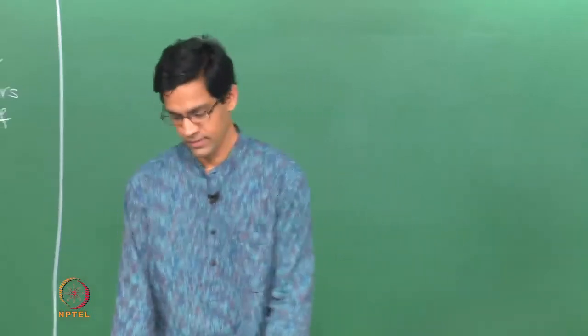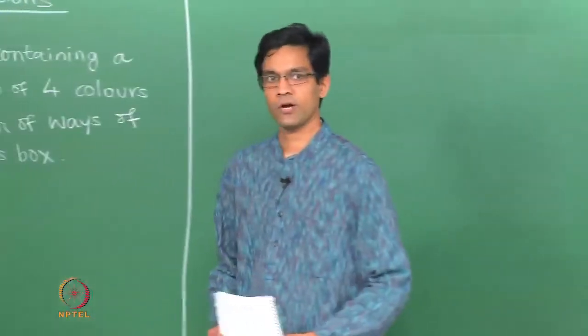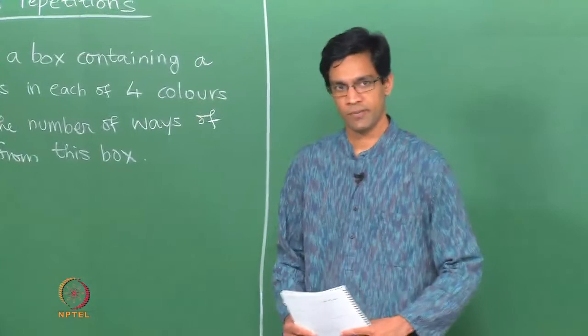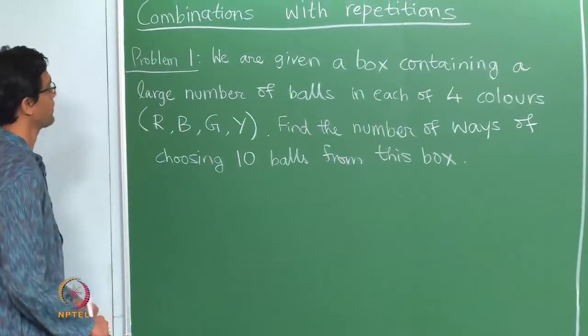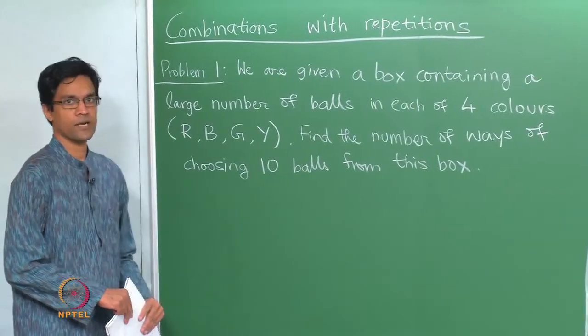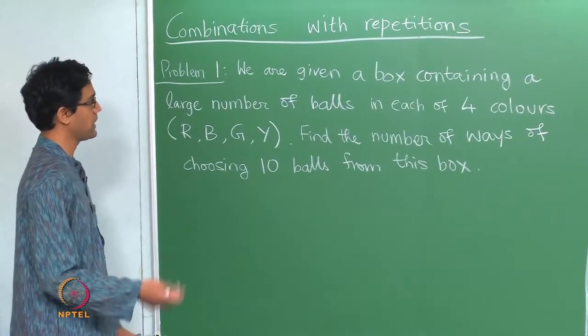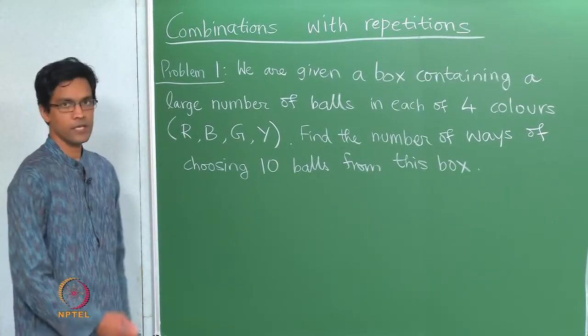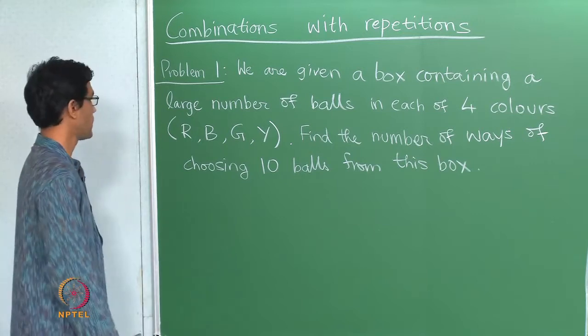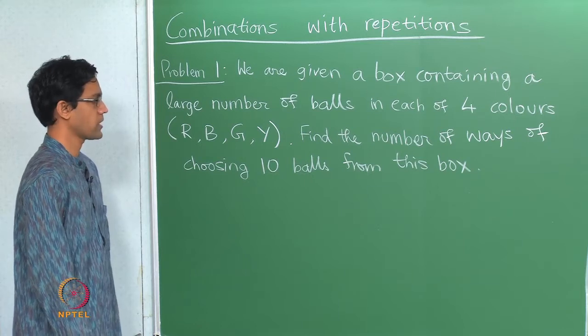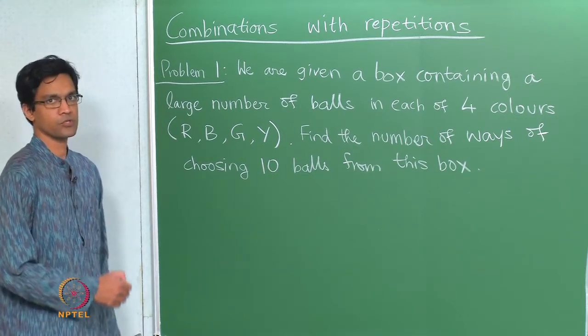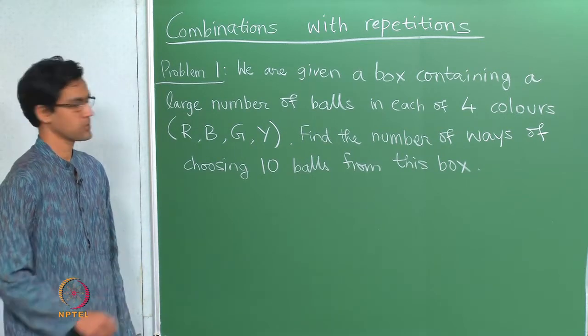Okay, welcome. So today we are going to talk about combinations with repetitions. So here's a typical problem. We are given a box which contains, let's assume, a very large number of balls in each of 4 colors, which are red, blue, green and yellow. Now the question is, find the number of ways in which one can choose 10 balls from this box.